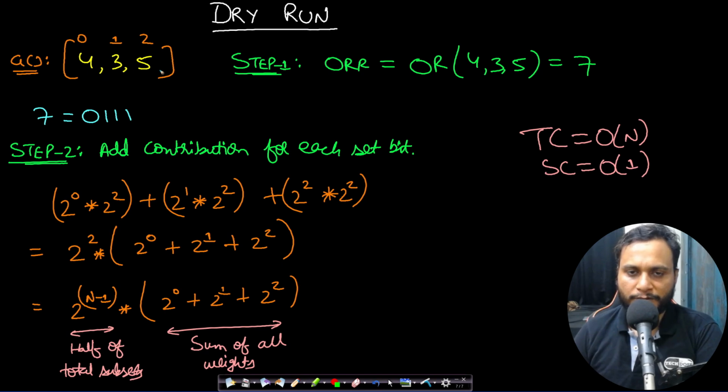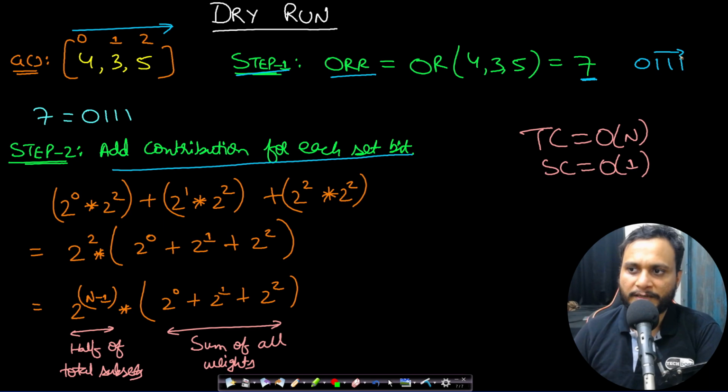So if you take the array 4, 3, 5, the step 1 is to calculate the bitwise OR of all the elements. The bitwise OR will tell you what all bits will be contributing. So in this case you get a 7. This means 3 bits will be contributing. Now you have to just add the contribution for each of the set bit, and you already know that each of the contribution will be exactly 2 to the power n minus 1 subsets. So you can take 2 to the power n minus 1, multiply it with the sum of all the weights. So in this case 2 to the power 0 plus 2 to the power 1 plus 2 to the power 2, which will come out to be 28, right, for this particular example.